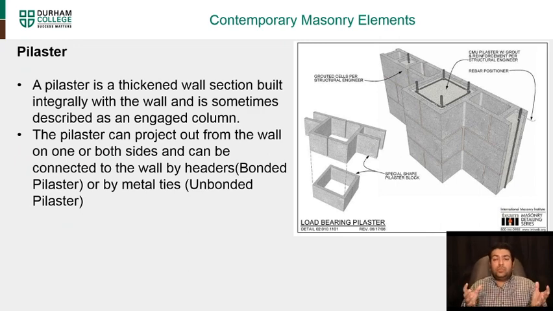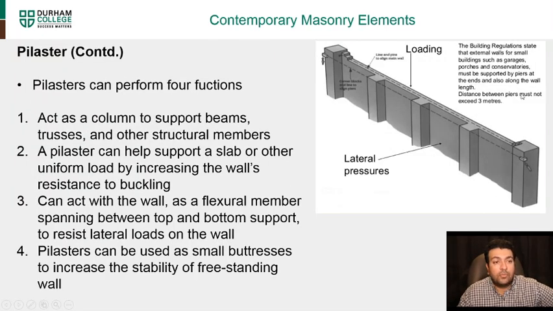Pilasters. Basically, pilasters are columns that are incorporated into the wall. It's a thickened wall section built integrally with the wall, and is sometimes described as an engaged column. The pilaster can project out of the wall on one or both sides, and can be connected to the wall by headers or bonds. So here you can see this is a wall section, and you have this pilaster coming out. In this situation, it's reinforced. It can be reinforced or unreinforced, and these are used to give more lateral support to the wall itself.